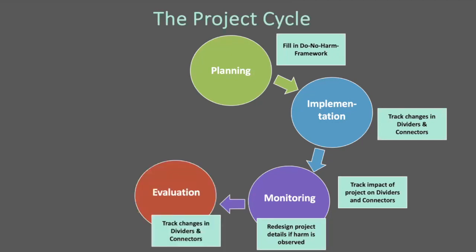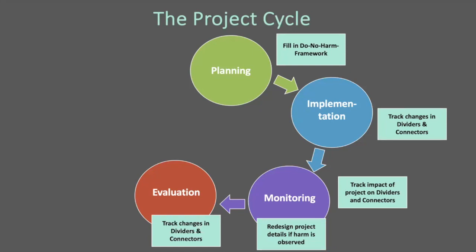In the evaluation stage, you again track the changes in the dividers and connectors. You check if that has anything to do with your project. And that is hard to do because often we cannot really say that we and our program exclusively have led to an increase in certain dividers, for example, but we can see if we contributed to that increase. And if so, then we need to redesign our project yet again.